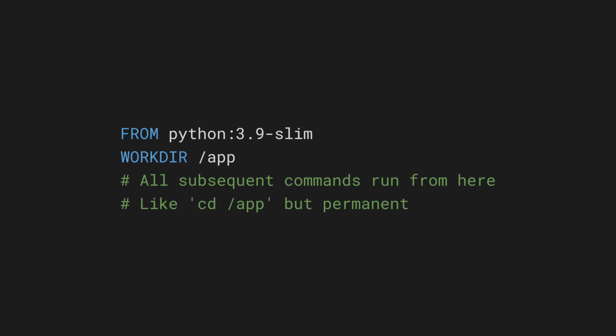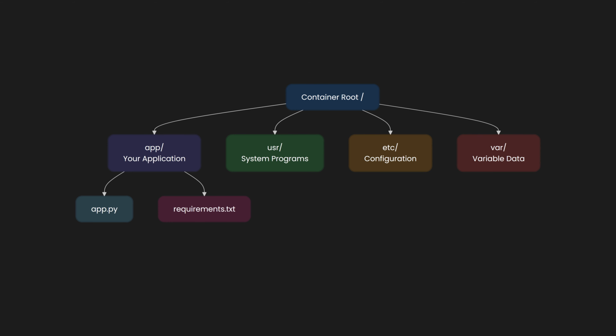WORKDIR sets your working directory inside the container. It's like choosing which folder to work in and keeps things organized. WORKDIR keeps your app files organized in /app, separate from system files. Clean organization prevents conflicts.